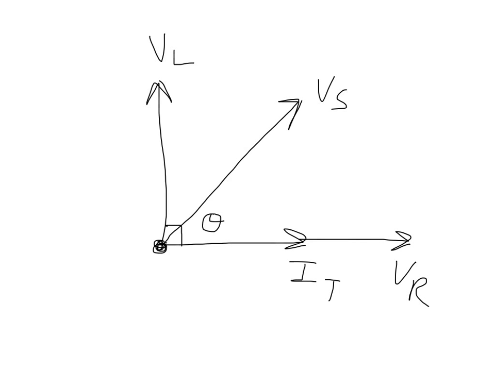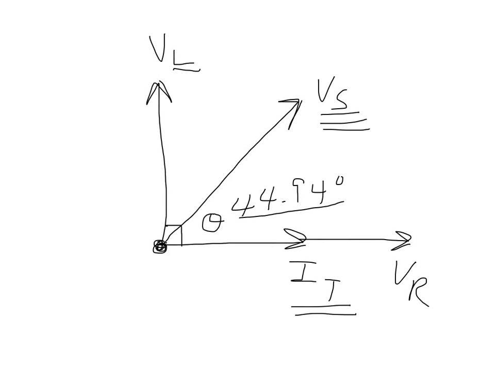If we look back, you remember we calculated a phase angle theta, and we calculated it to be 44.94 degrees. So we would say that the source voltage leads the total current by 44.94 degrees. Or you could say the total current lags the source voltage by 44.94 degrees. You're saying the same thing, just two different ways. So remember that an inductor causes the source voltage to phase shift in front of the total current by phase angle theta. And that's what we're working out with these calculations.